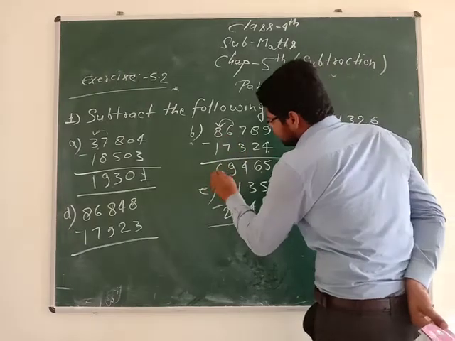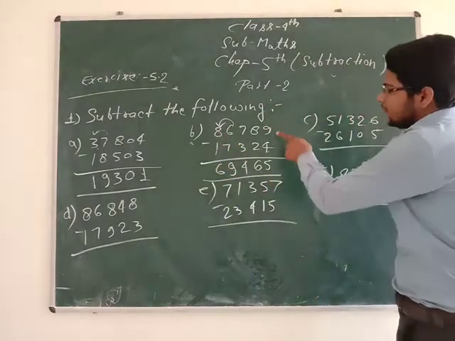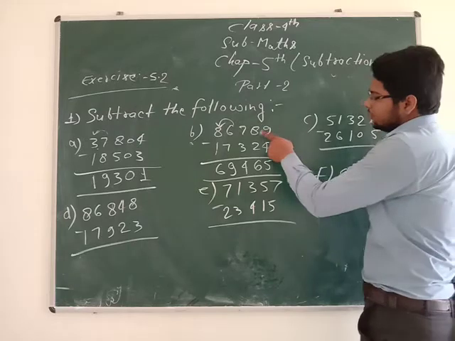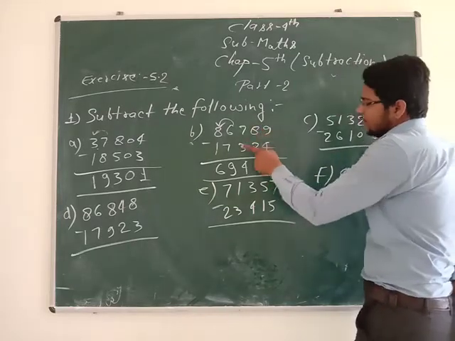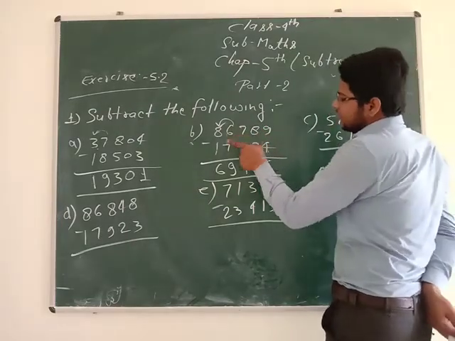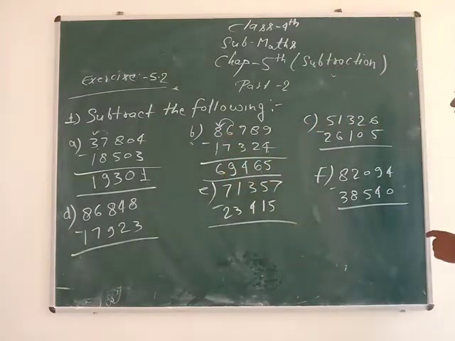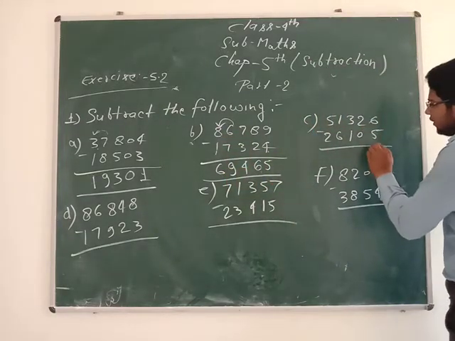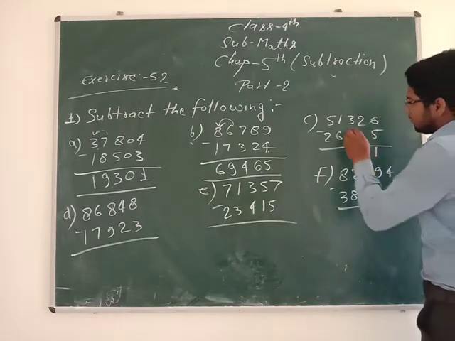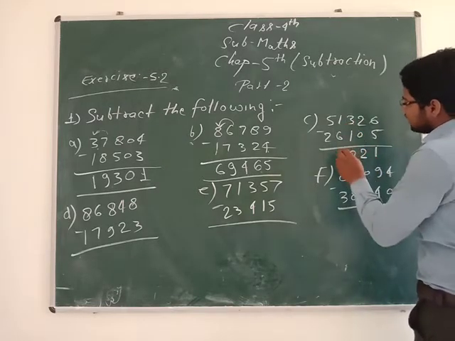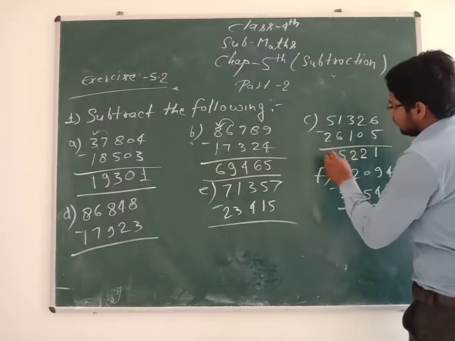7 minus 1, 6. Let's repeat it. 9 minus 4, 5. 8 minus 2, 6. 7 minus 3, 4. 16 minus 7, 9. 7 minus 1, 6. 6 minus 5, 1. 2 minus 0, 2. 3 minus 1, 2. 11 minus 6, 5. 4 minus 2, 2.